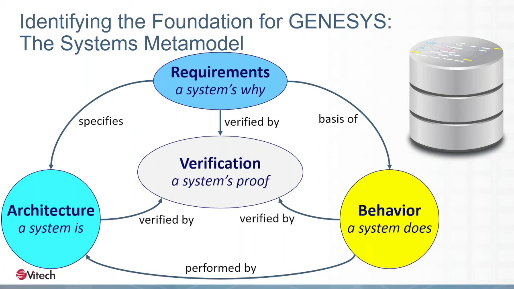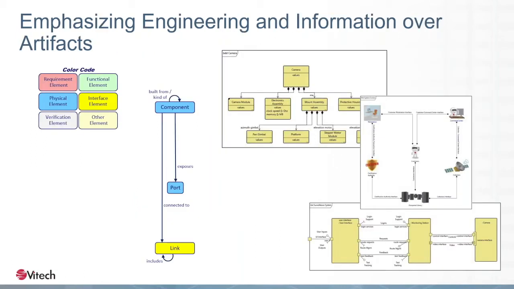Put generically, it's the statements of need, the statements of what the system will do, the statements of what the system is, the statements of proof, and the interconnects. But if you really want to understand Genesis and harness its power, it's worth going deeper. This is the so-called systems meta model, the systems engineering information model. Let's begin at the end.